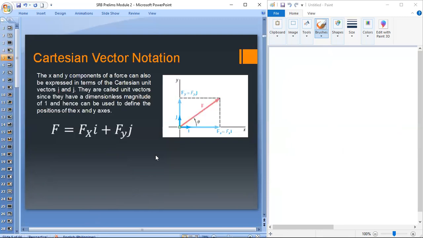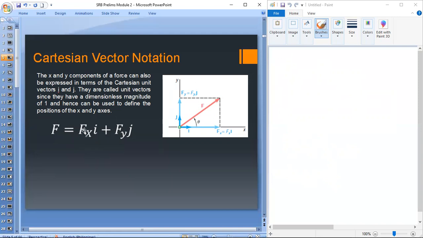Cartesian vector notation: nagdagdag ka lang ng i and j. Indication lang yun na may direction yung forces mo. They are called unit vectors, since they have a dimensionless magnitude of 1 and hence can be used to define the direction of your x and y axes.